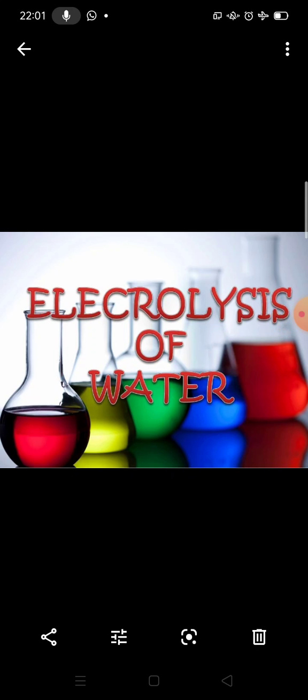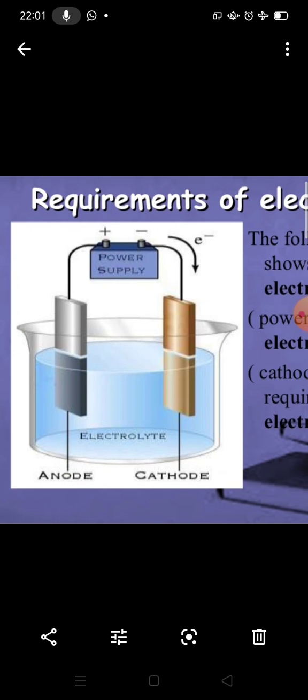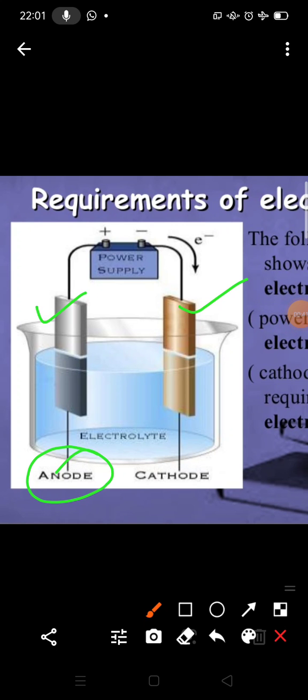Students, we have discussed electrolysis in the last lecture, and we have discussed the requirements of electrolysis. You can see the diagram. For electrolysis we need an electrolytic cell, electrolyte, electrodes, battery and ions. You can see there are two electrodes, the anode and the cathode, and next is the electrolyte.